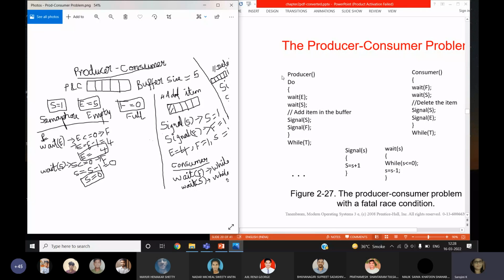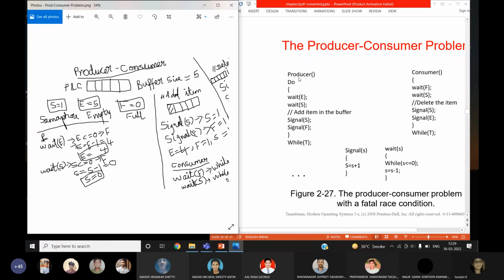Which means it is a producer. So it is only allowed to add the item, not delete or remove. Removal it cannot do. It can only add the item. That's why it is called a producer.